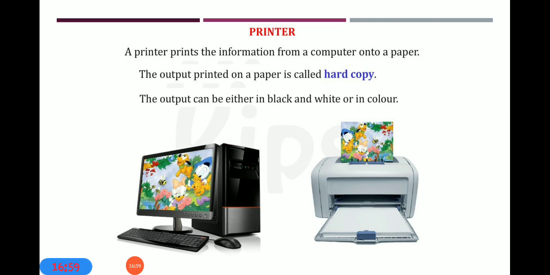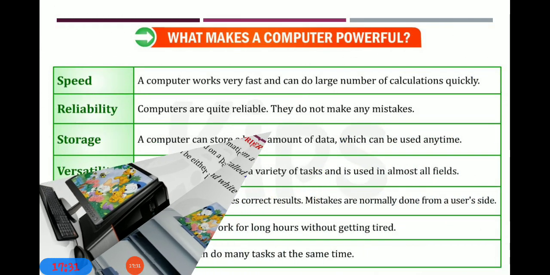The picture that is visible inside the computer is a soft copy, but what is printed and comes out on paper, what will we call it? Hard copy. The output can be either in black and white or in color. Like you can see, this is a color print, meaning same colors also in a monitor screen and on a paper, means this is a color print. And black and white print means there is no color, only black and white color is there. Okay, so output either can be in black and white or color.